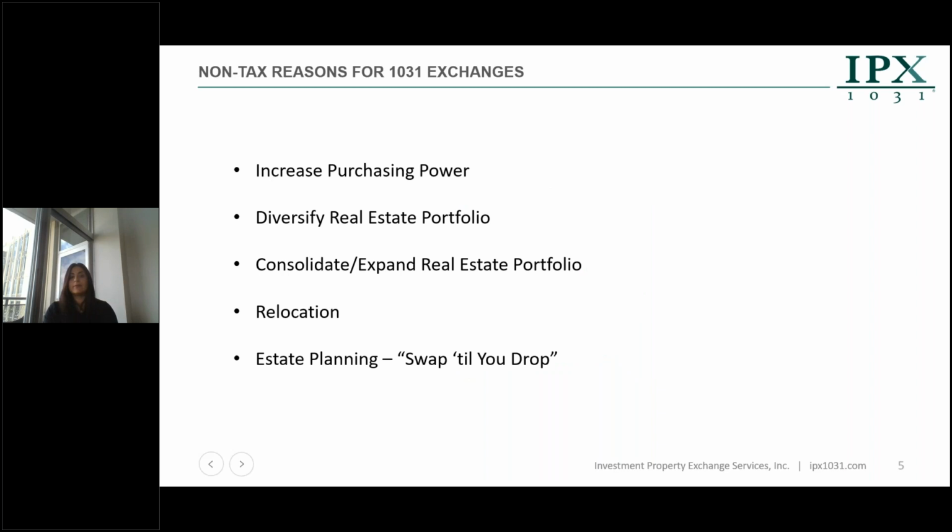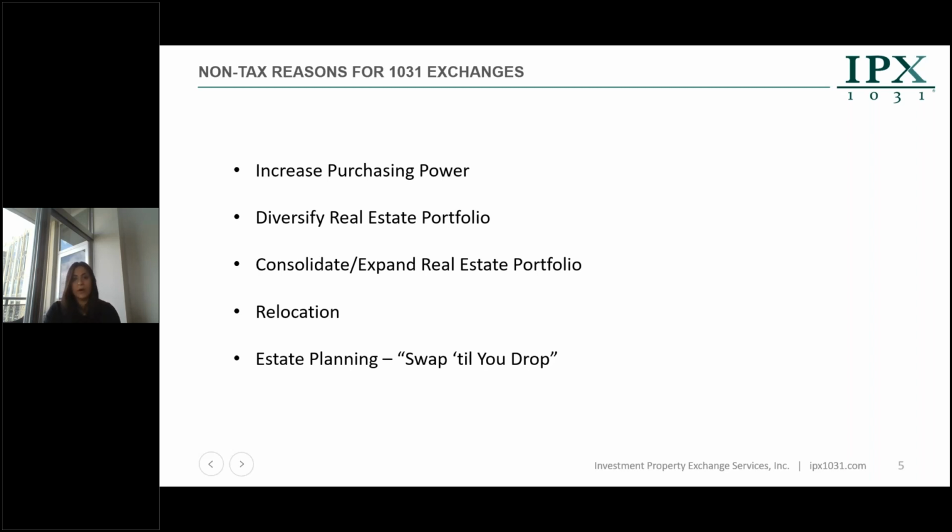This slide outlines some of the other reasons, the non-tax reasons, why investors participate in 1031 exchanges. So in my earlier example, because Leslie wasn't hit with that tax up front, she's now able to purchase a new property that's a lot higher in value than the property that she sold. So your purchasing power is really dramatically increased when you implement a 1031 exchange and allows you to purchase a bigger, better property.